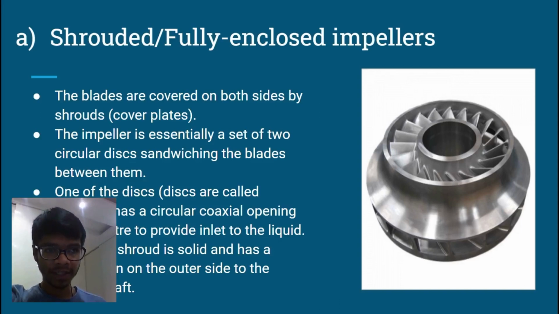The flow from the suction pipe enters through the central circular opening and then moves radially outwards and is ejected at the periphery of the impeller. This type of impeller gives better guidance to the liquid in its passage through the impeller.